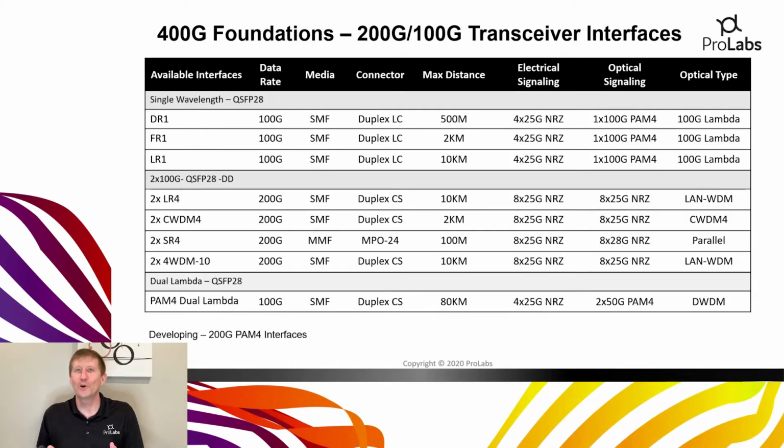So as we move on, we've got a slide up here with a bunch of 100 gig and 200 gig transceivers. You may say, hey, this is a 400 gig, what you need to know.